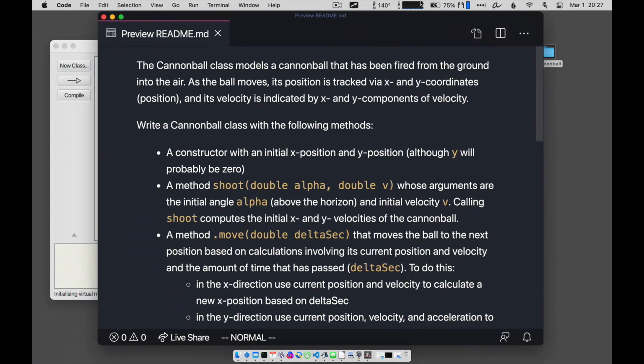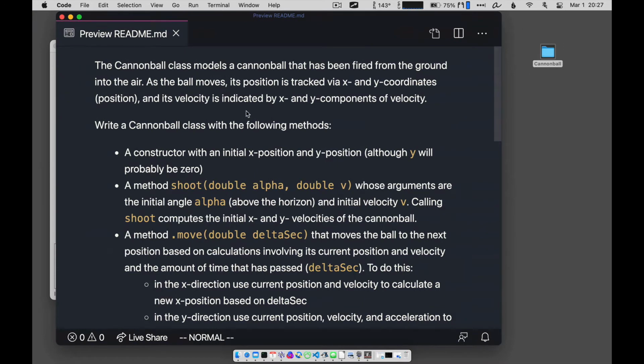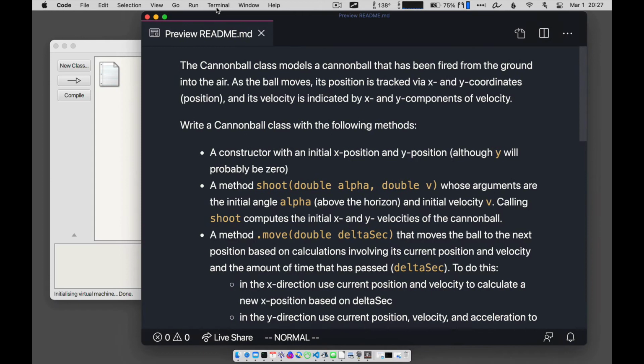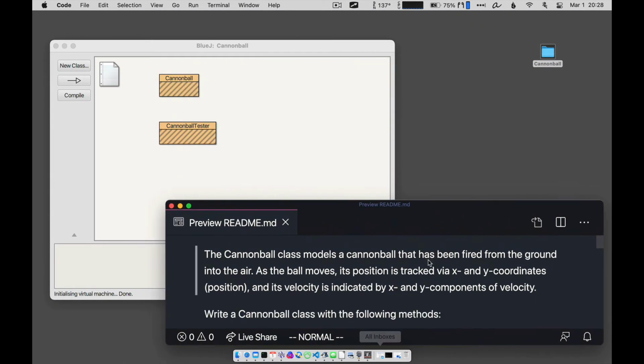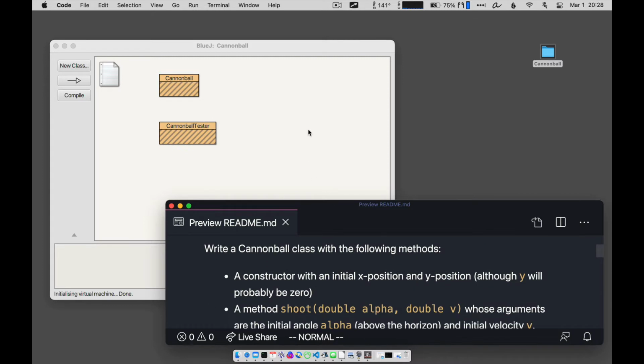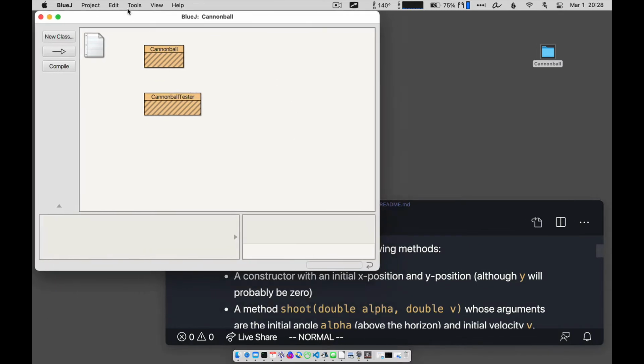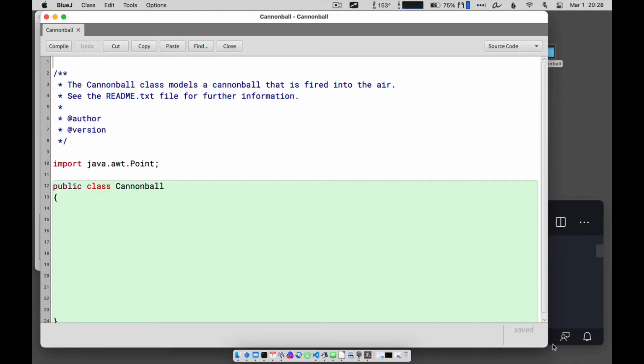So what are we supposed to do here? Let me take a look and see. Write a Cannonball class with the following methods: a constructor with initial X position and Y position. Y will probably be 0. Okay, well, let's make that constructor. First of all, I'm just going to tuck this down here. And let's make that constructor so we can figure out what's going on here. So this is the constructor for the Cannonball. I'll worry about the tester in a few minutes.